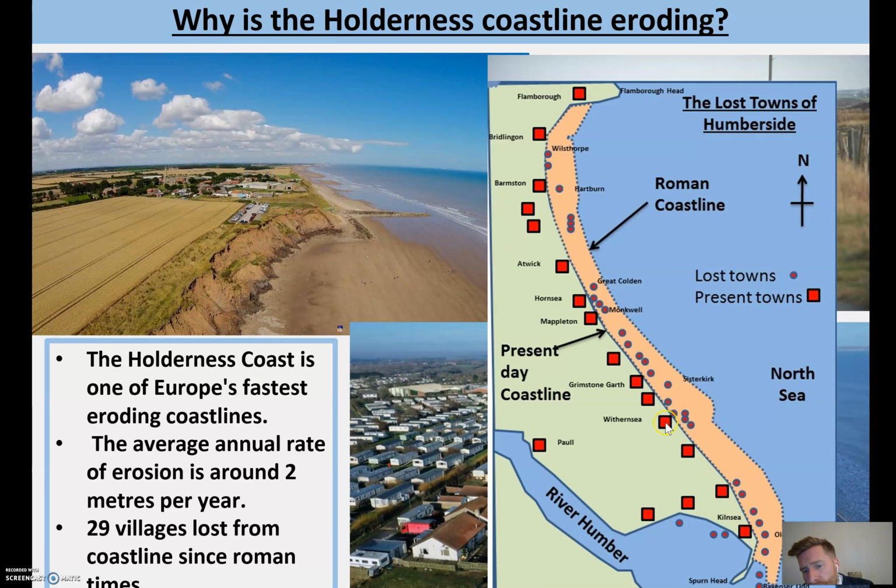So this green bit is the UK now. That's the northeast of England. This is the original coastline, but this bit shaded in orange here with the dotted line, this is the former coastline back in Roman times. So you can see there's actually 29 villages there that have been lost from this coastline. So why is it happening? Why is it going on?